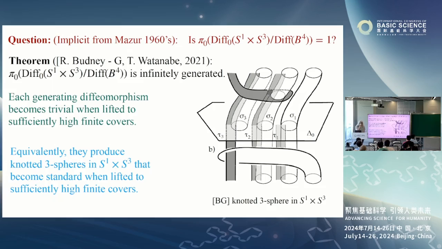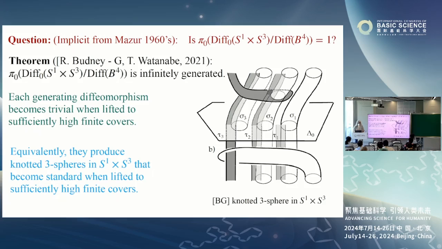But in fact, Ryan Budney, Tadayuki Watanabe and myself, in 2021, showed that if you look at the group of Diff of S1 cross S3, homotopic to the identity, modulo Diff B4, in fact that's infinitely generated. However, all those diffeomorphisms, if you fix one of them, when you pass to a finite sheeted cover, it suddenly becomes isotopically standard.